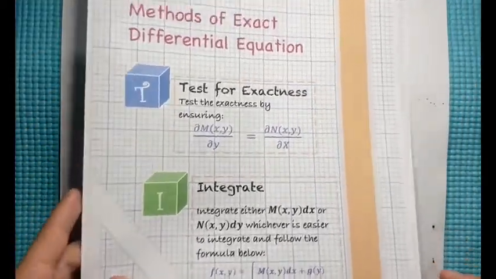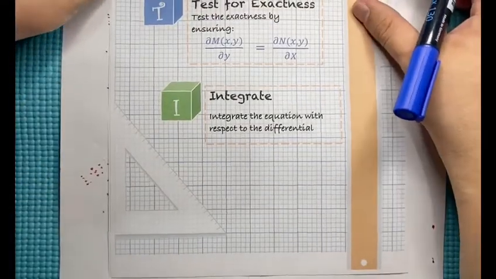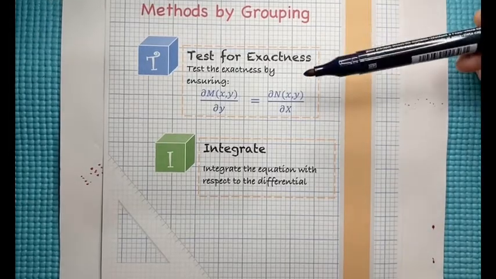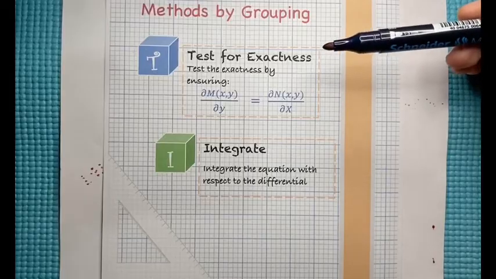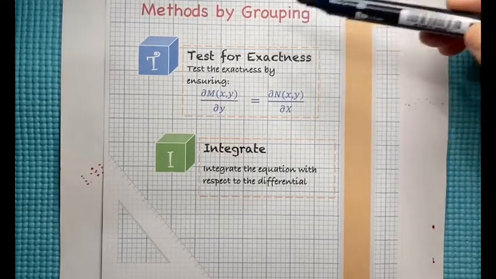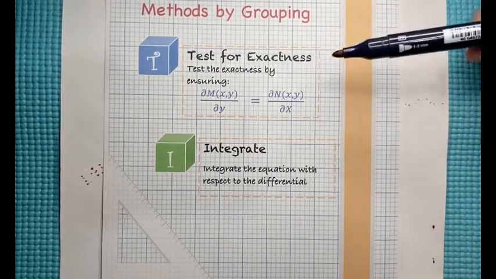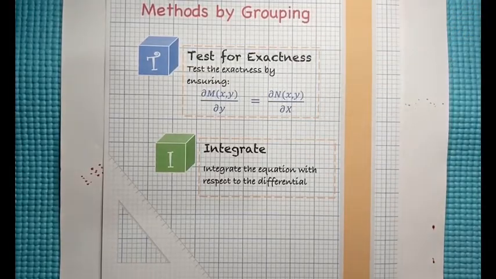The next method, which I think for me is the easier one, has the same steps. So the first step would always still be testing the exactness of the differential equation. We can only use the method of grouping as long as the differential equation is exact. Otherwise, we could not proceed with this method.